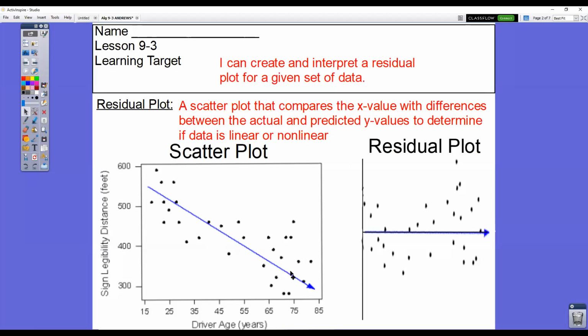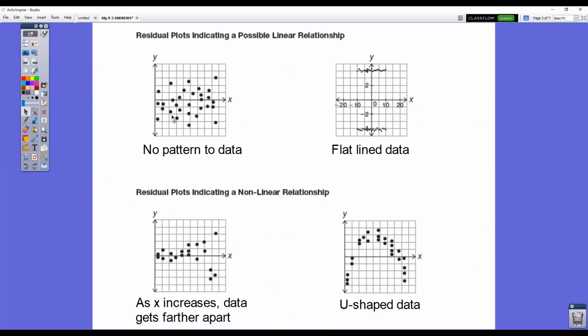Then we take this blue line and we turn it on its side so that it looks like this. If the dots are randomly all over the place, that indicates linear, all right? So like this one where there's no pattern to the data, that represents a linear relationship. When it is flatlined like these two, that represents linear as well. It's going to be non-linear when it does something weird like this, where it curves up and curves down at the same point.